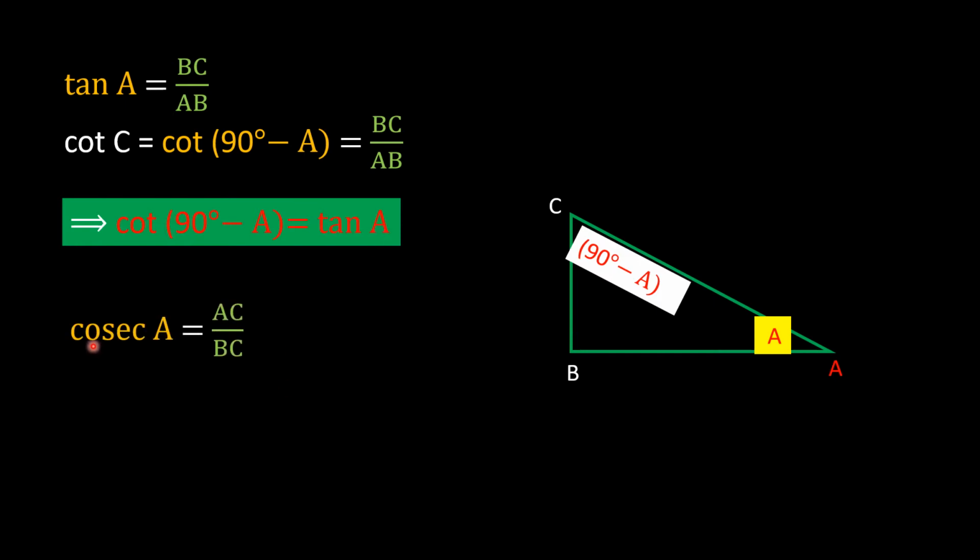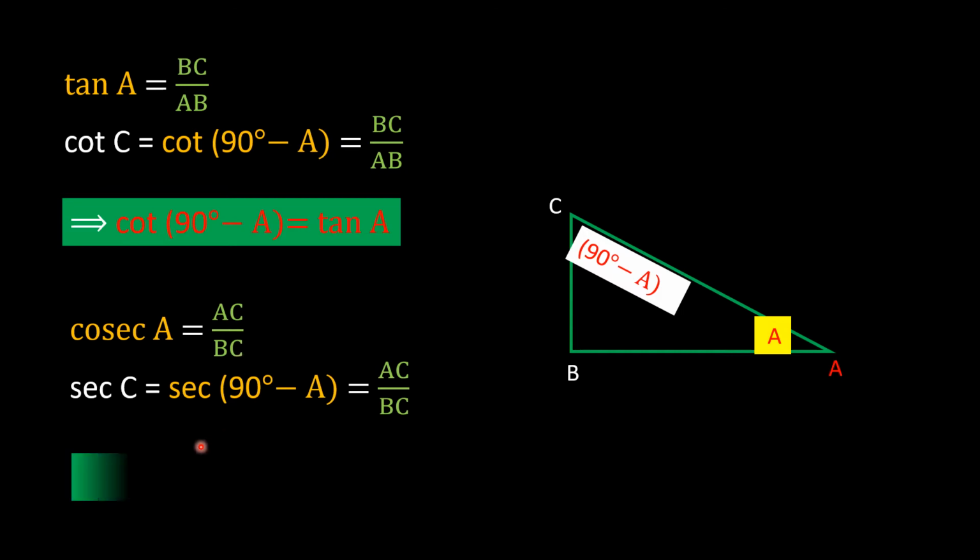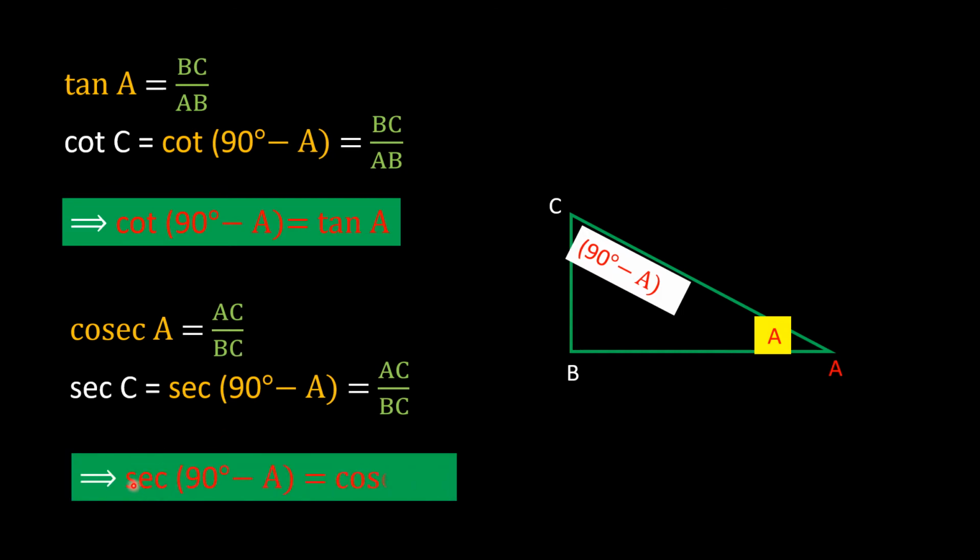We have cosec A equals AC divided by BC. And sec C equals sec (90 minus A), which will be AC divided by BC. Since sec (90 minus A) equals AC divided by BC and cosec A equals AC divided by BC, therefore we can write sec (90 minus A) equals cosec A.